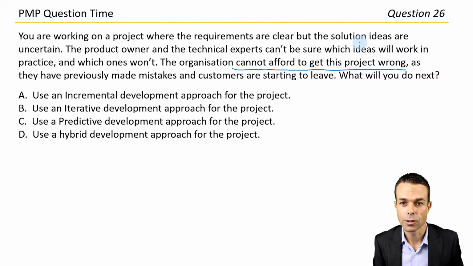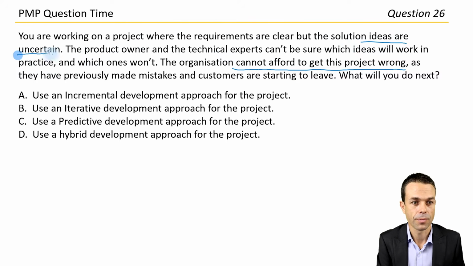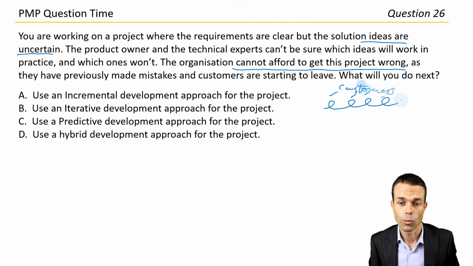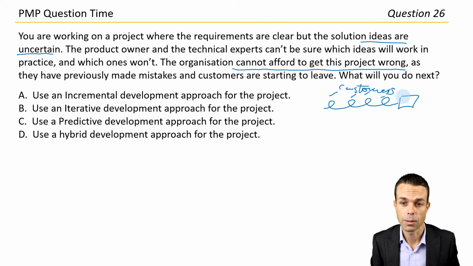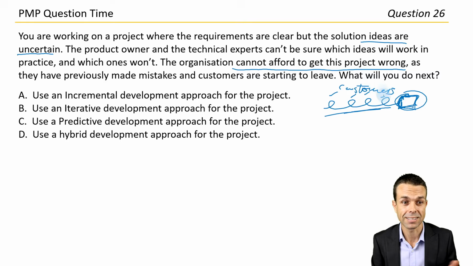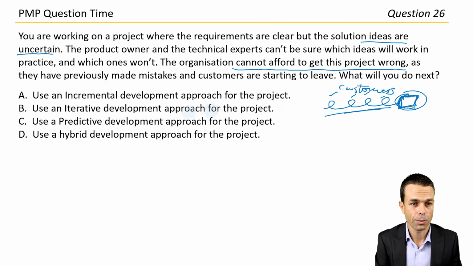So we've got uncertain solution ideas. So we might need to change or improve, but we can't afford to get the project wrong, so we can't really just be releasing bits to get feedback directly from our customers. We actually need to release in one go. So improvements along the way, but one big release is an iterative approach. So we're iterating towards success. So I think that's probably going to be our one here.